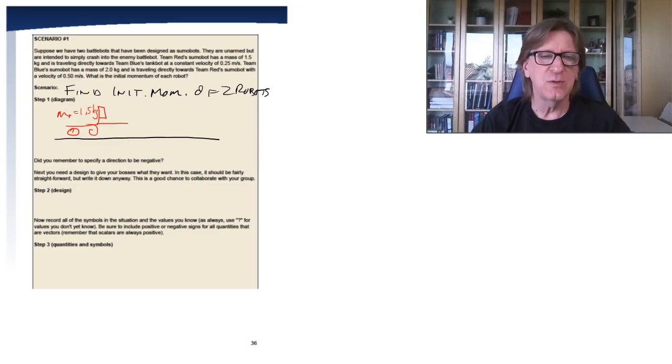We also know that its velocity, and I'm going to leave this as a vector, as a scalar, right? So this is VR, and that's going to be 0.25 meters per second. But I don't yet know if it's positive or negative, do I? Let's see if we can clean up that V just a little bit there. So I need to know, is this in the positive direction or is it in the negative direction?